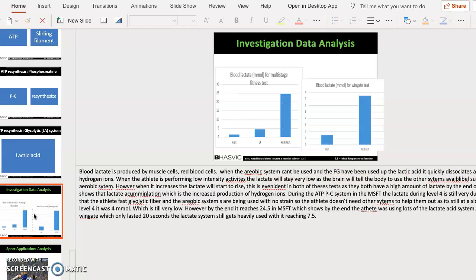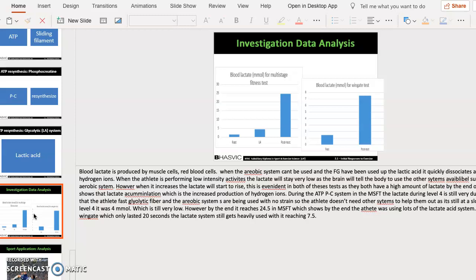Investigation data analysis. Blood lactate is produced by muscles and red blood cells. When the aerobic system is used and the fast glycolytic fibers have been used, the lactic acid system quickly dissociates and releases hydrogen ions. When the athlete is performing at low intensity, the lactate will stay very low as the brain will tell the body to use the other systems available, such as the aerobic system. However, when intensity increases, the lactate will start to rise. This is evident in both of these tests, as they both have a high amount of lactate by the end of them. This is shown as the lactate accumulation, which is the increased production of hydrogen ions.